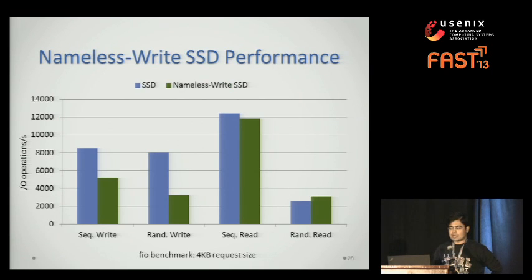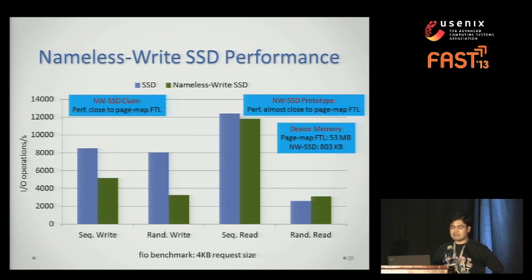For the nameless write prototype performance, we measured the I/O operations per second for different kinds of workloads. And what we found was the big win from nameless write comes from the fact that we can substantially reduce the amount of device memory as compared to the faster performance page map FTL.